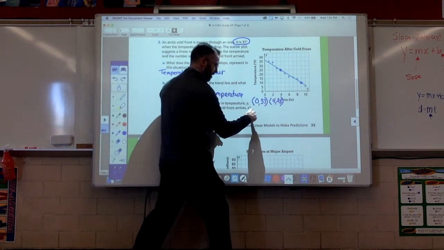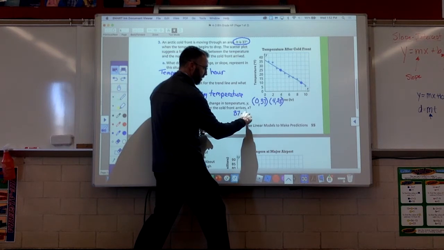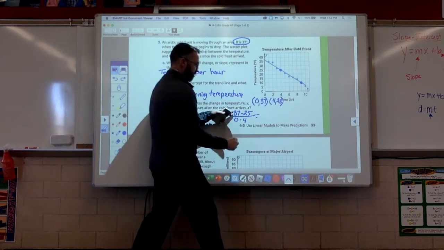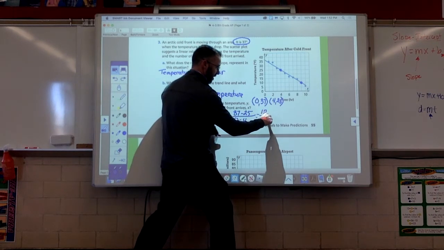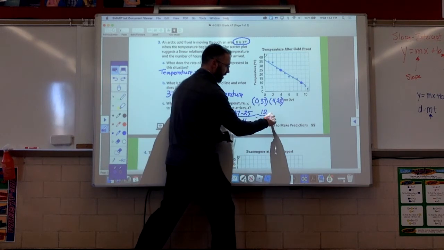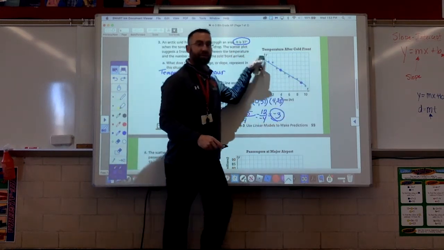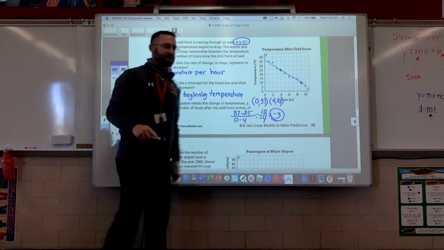Find the slope. Big y value minus small y value. So I'm going with 37 minus 25 over 0 minus 4. This is 12. This is negative 4. 12 divided by negative 4 is negative 3. That makes sense because this is a decreasing function. Slope has to be negative.